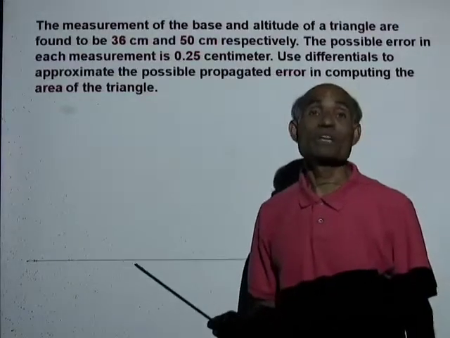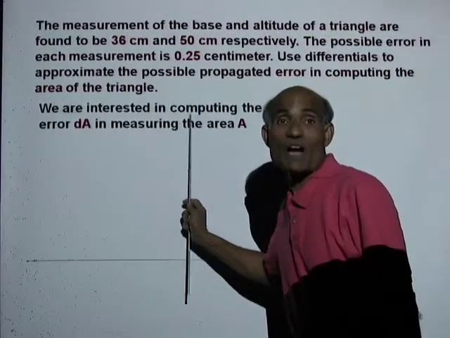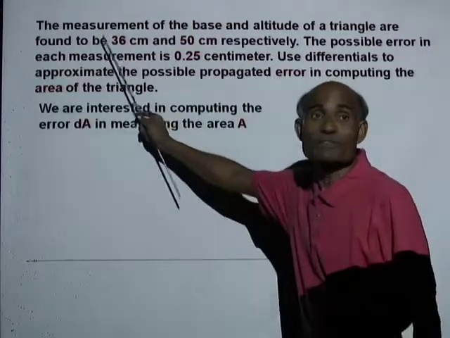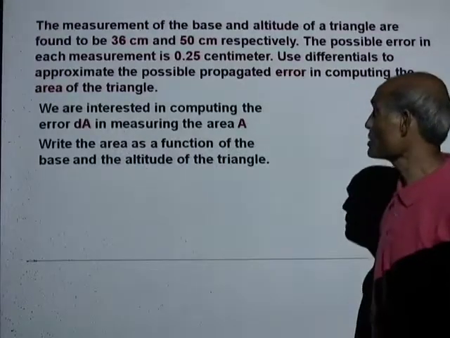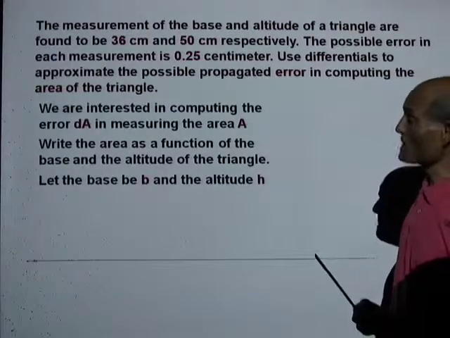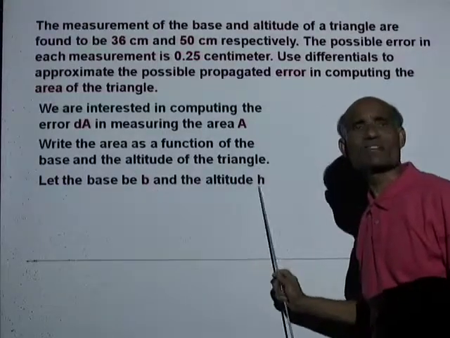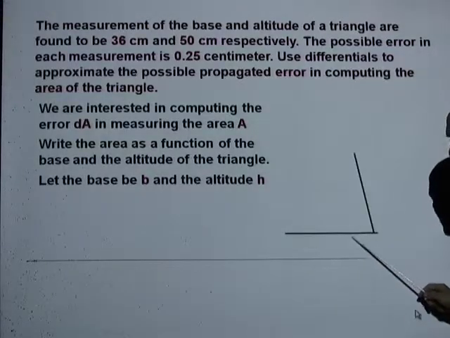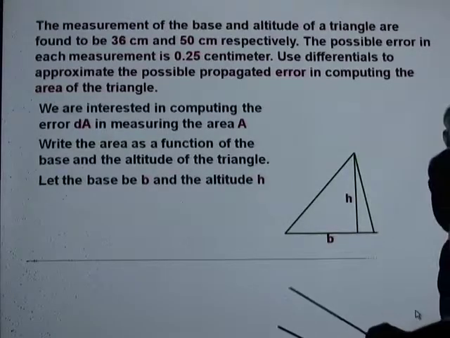Well, that means we need to first of all draw a diagram and write down a function of area as a function of the base and the altitude. Is that right? So, write the area as a function of the base and the altitude of the triangle. What is that function? Let the base be equal to b and let the altitude be equal to h. It doesn't matter what you call it. So that's the base of the triangle, and that is the altitude we call h.